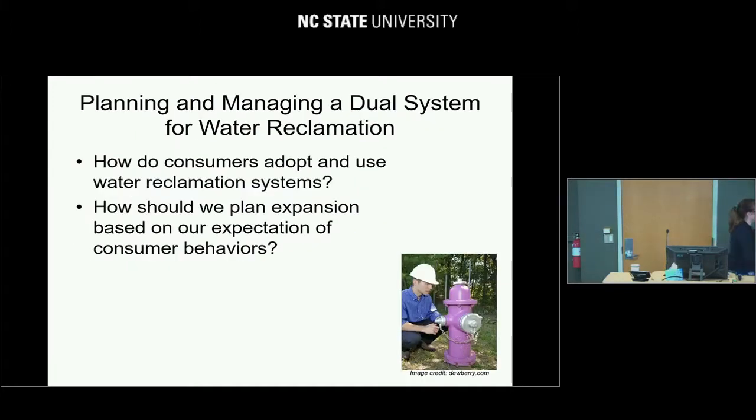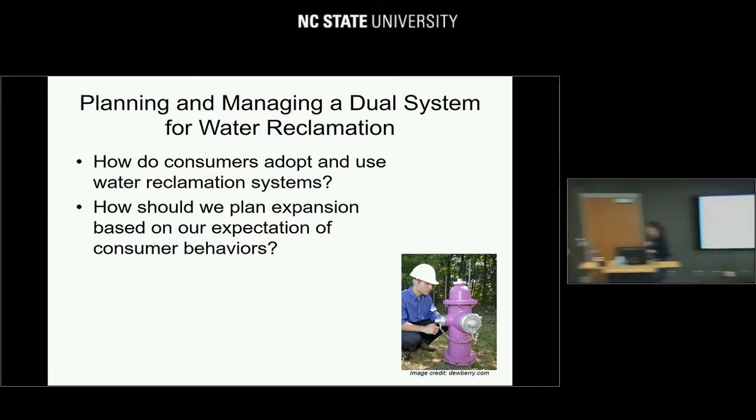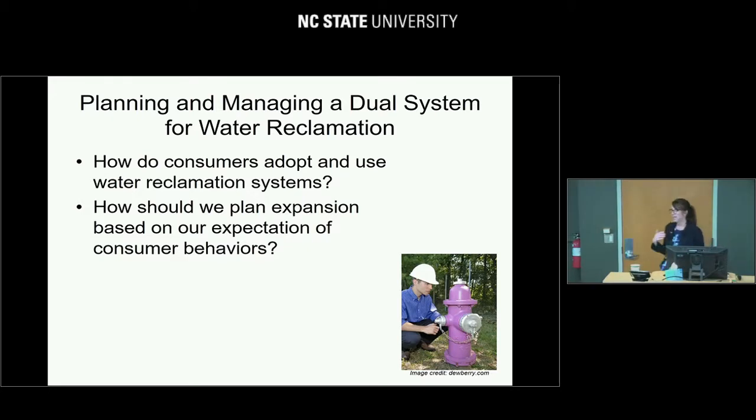So in this research that I want to talk about, we're asking a couple of questions. First, how are consumers using and adopting water reuse? And then how should we plan expansion of our systems based on what we can understand or project about how they're adopting water reuse? Some other research we've done looked at the effects on the infrastructure, so the pipe networks. What's the change in the flows, the change in the pressures. But today I just thought I would focus on the expansion plans.